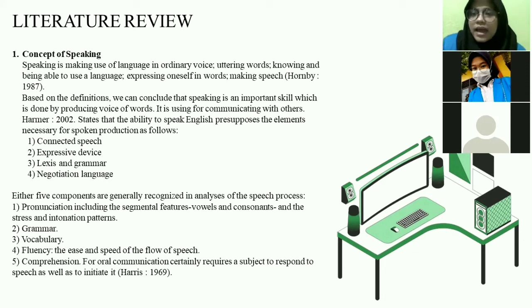State that the ability to speak English presupposes the elements necessary for spoken production as follows. First, connected speech. The effective speakers of English need to be able not only to produce individual phonemes of English, but also to use fluid connected speech. So the teacher should involve students in oral activities designed especially to improve their connected speech.